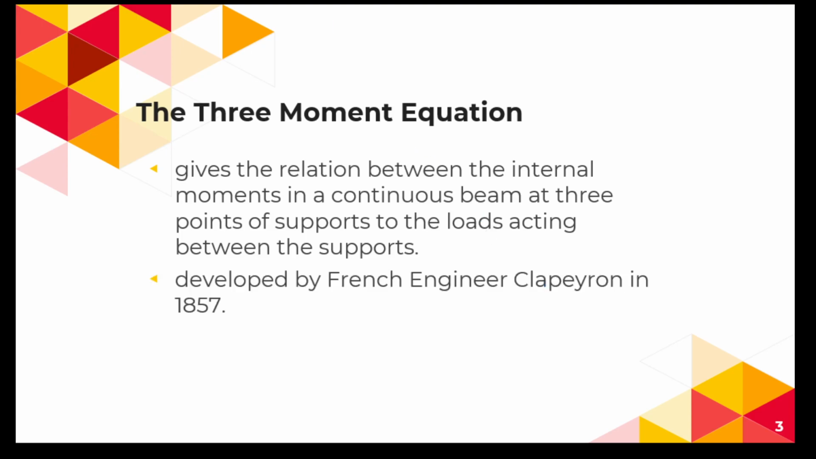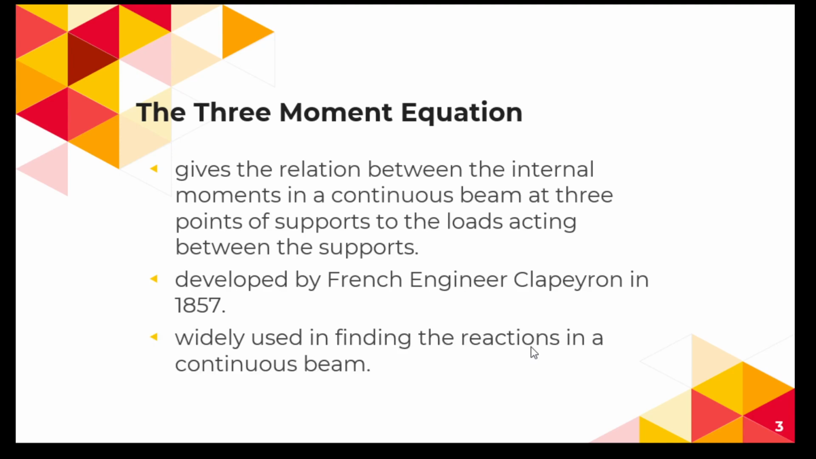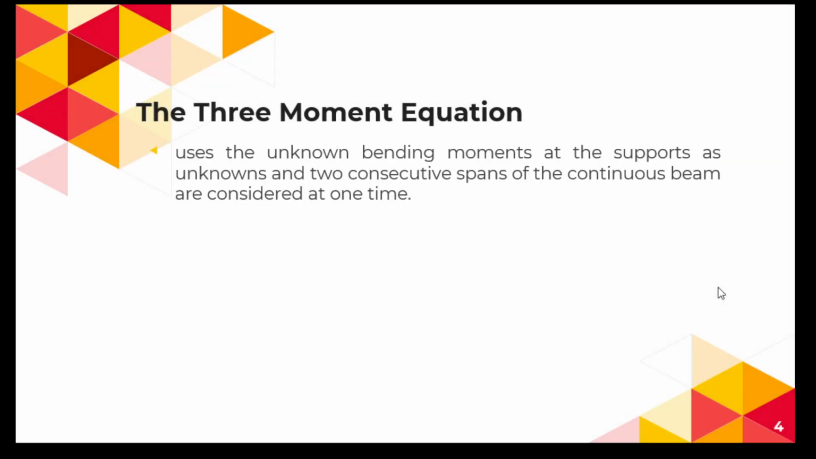So this three-moment equation method was developed by French engineer Clapeyron in 1857. This is widely used in finding the reactions in a continuous beam. The three-moment equation uses the unknown bending moments at the supports as unknowns, and two consecutive spans of the continuous beam are considered at one time, meaning to say, if we are going to use this three-moment equation method, we can only analyze two adjacent beams at the same time.